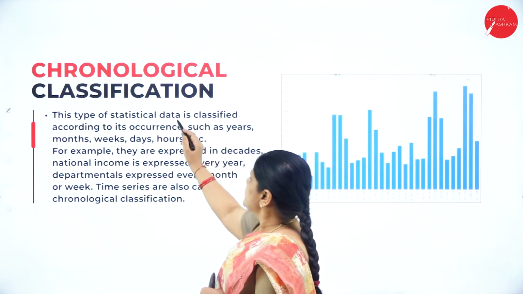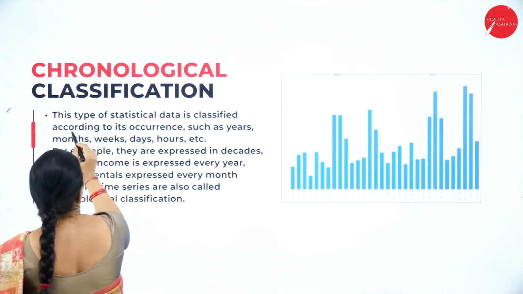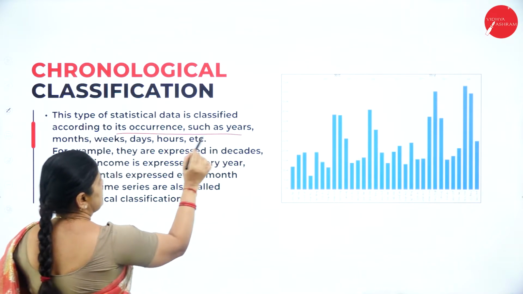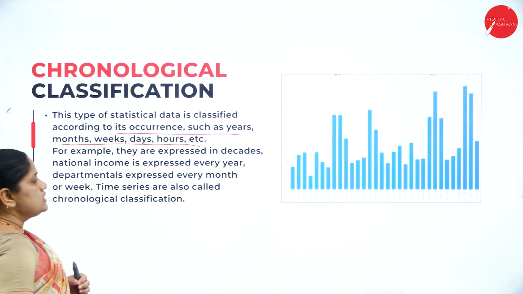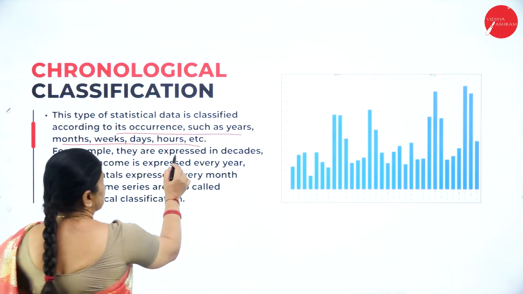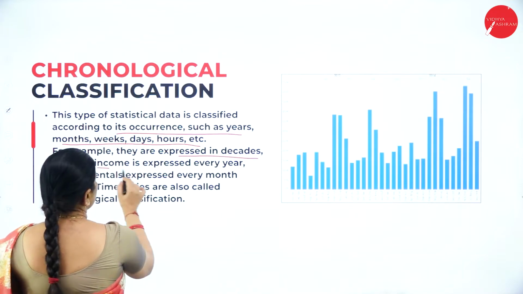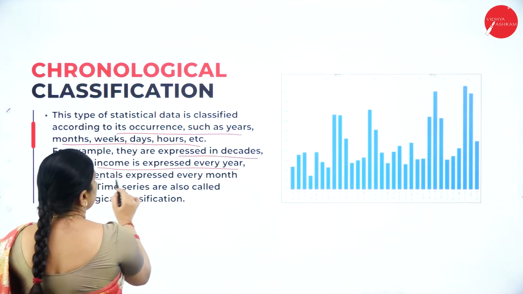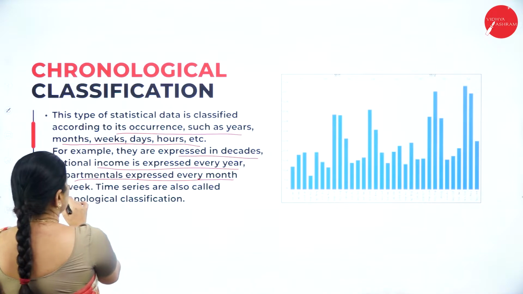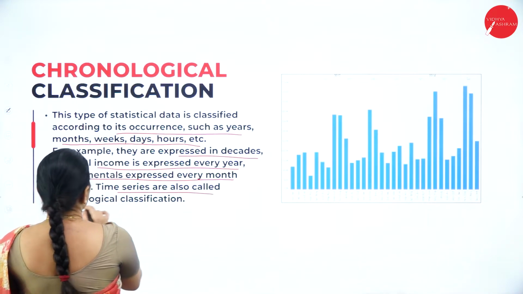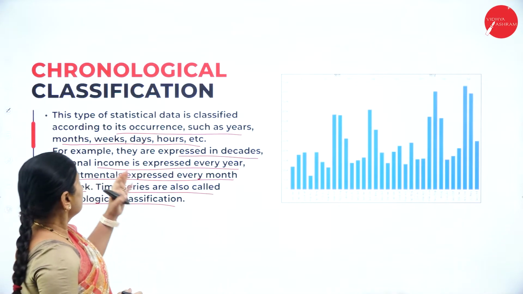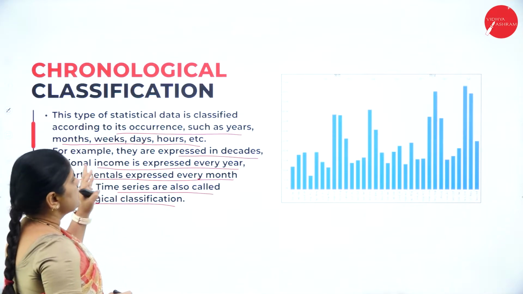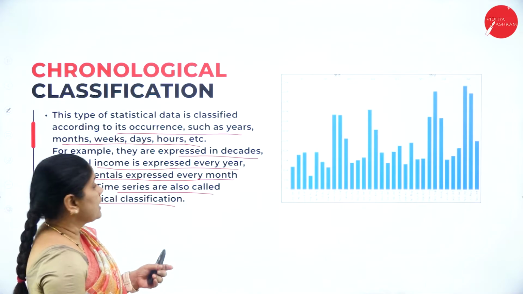In this type, statistical data is classified according to its occurrence, such as the years, months, weeks, days, hours, etc. For example, they are expressed in decades. National income is expressed every year. Departments are expressed every month or week. So time series are also called chronological classification. This type of statistical data is classified according to its occurrence.